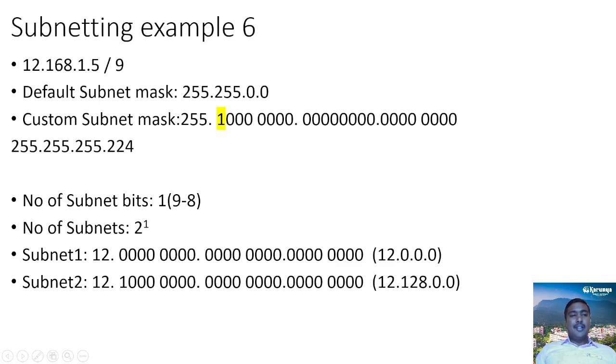Now you might have a question: in which subnet does this particular IP come in? You can clearly find it out. So 12.168 doesn't come under this particular set of IP addresses. It comes in subnet number 2.